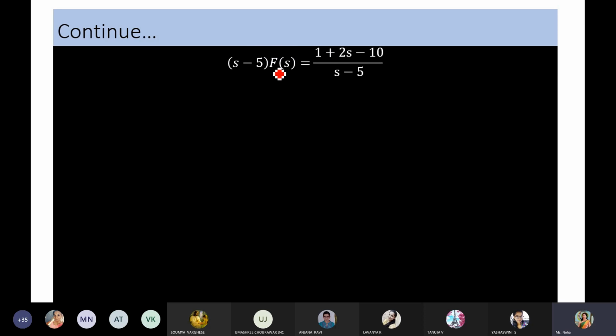So we have s minus 5 into f of s is equal to my right hand side. My s minus 5 will go to the denominator. So 1 plus 2s minus 10 is 2s minus 9 divided by s minus 5 whole square. All of you understood till here?